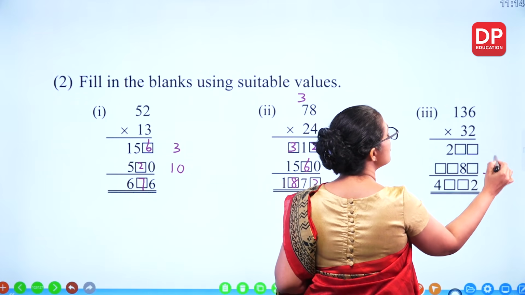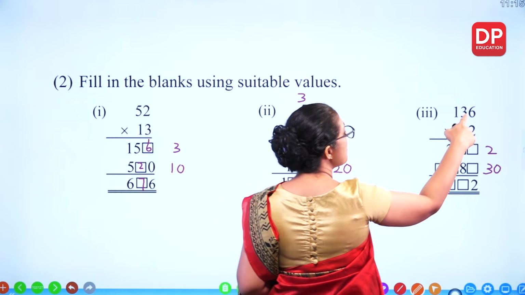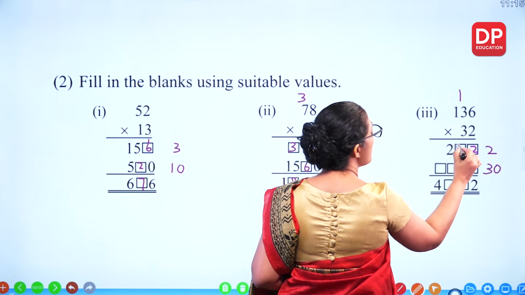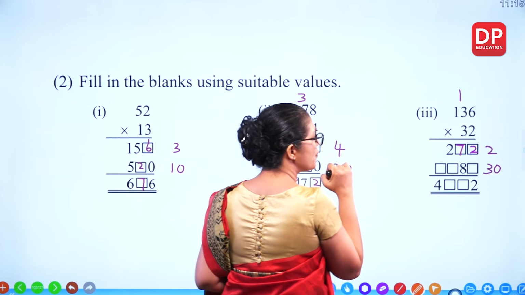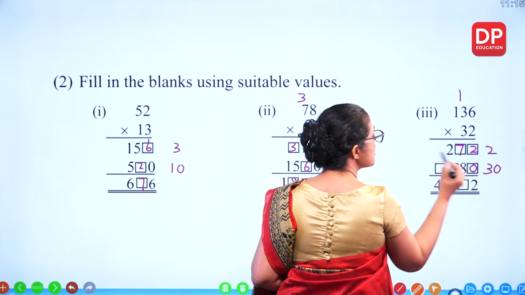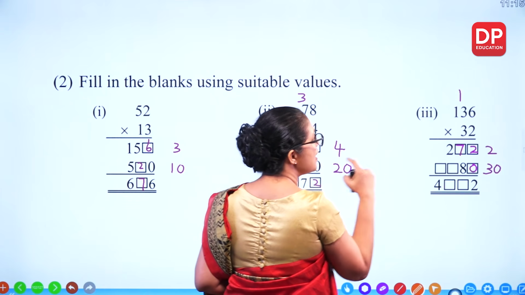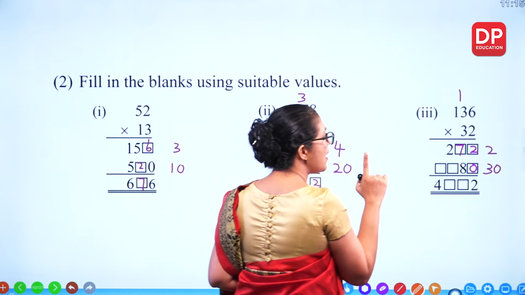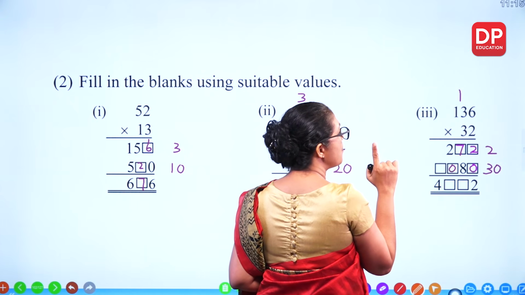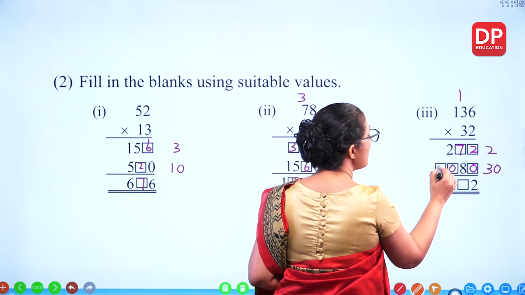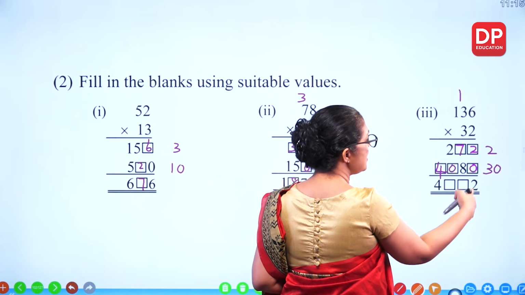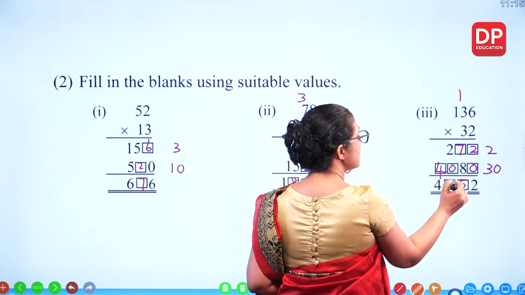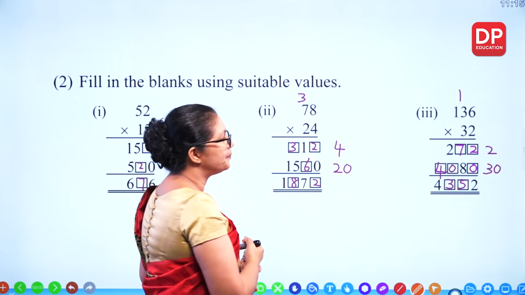30 and 2. 2 times 6, 12. 1 remaining. 2 times 3, 6 plus 1, 7. 2 times 1, 2. Multiply by 30 means put a 0 and multiply by 3. 3 times 6, 18. 1 remaining. 3 times 3, 9 plus 1, 10. 1 remaining. 3 times 1, 3 plus 1, 4. Now add it. You get 8 plus 7, 15. 1 remaining. This becomes 3.